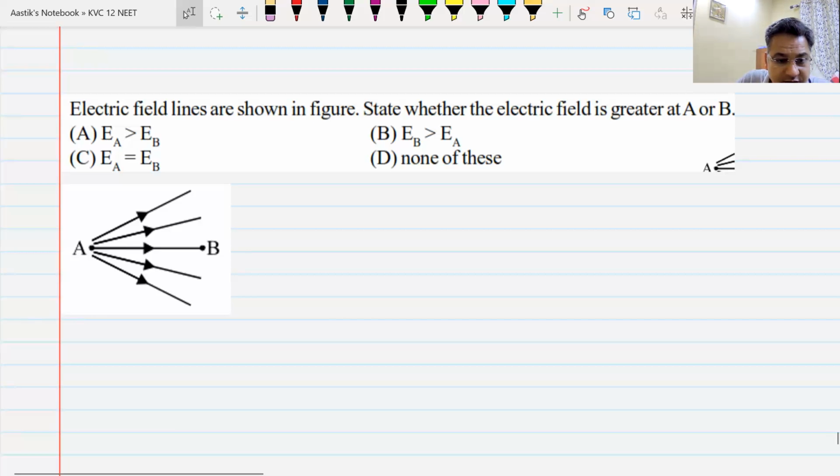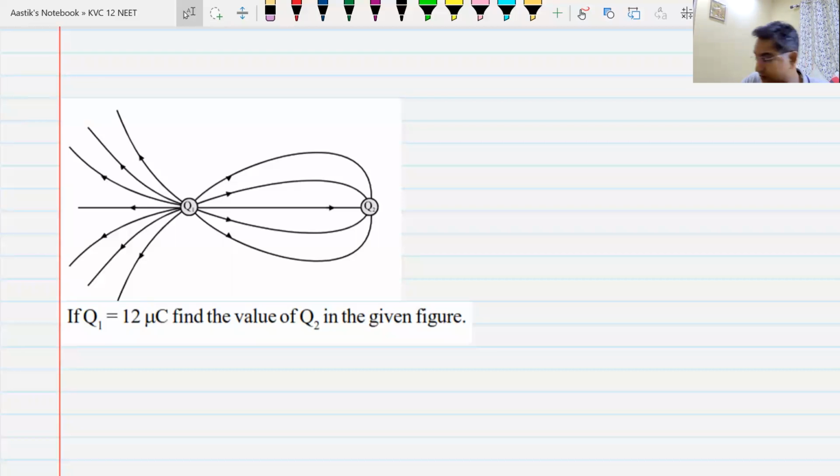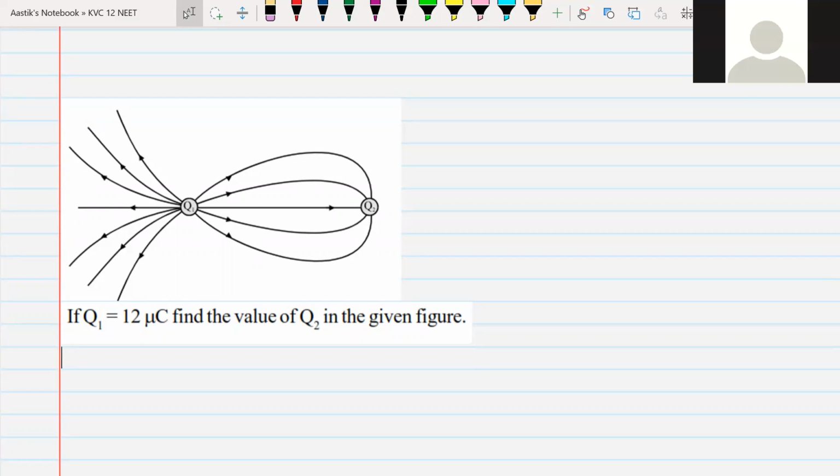In the next one, you have a diagram, and then you have a question. So tell me the answer for this one. You have 2 minutes to do it. It's a very simple question on the concept of electric field lines.